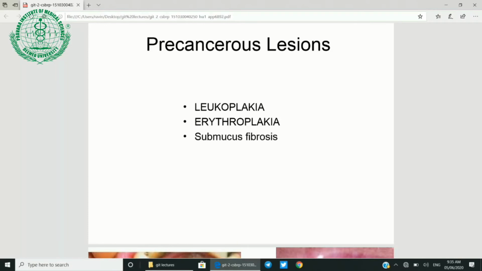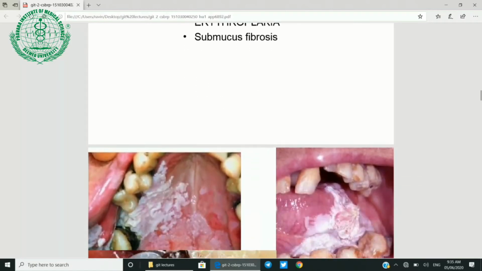Again, we have to remember these three. Out of that, number 1 and number 2 are very important. It is leukoplakia and erythroplakia. And there is a third precancerous lesion, that is submucous fibrosis. Please remember, all these three are precancerous.